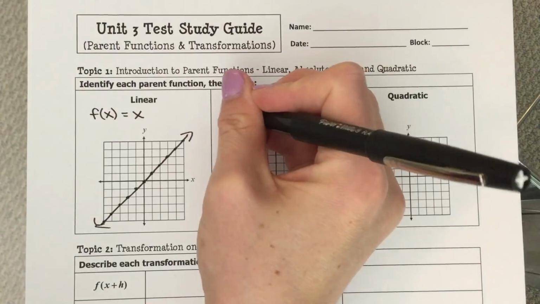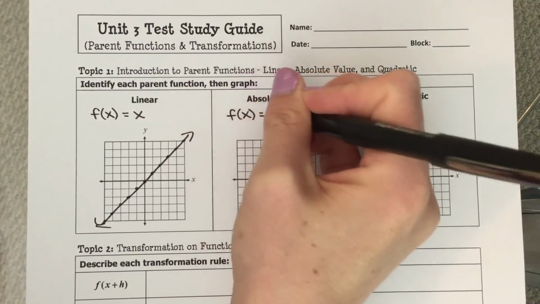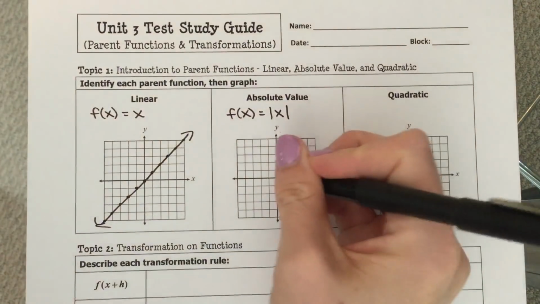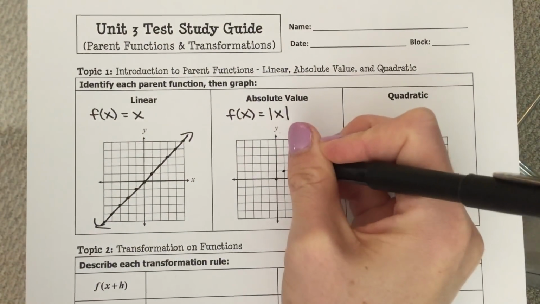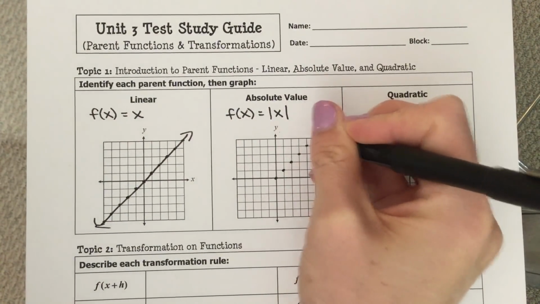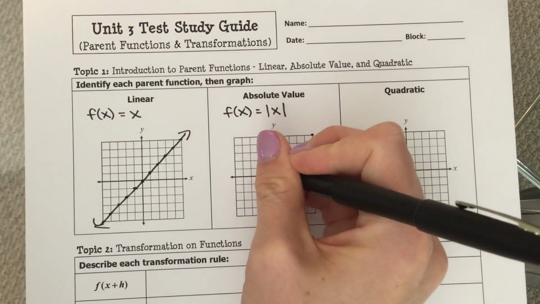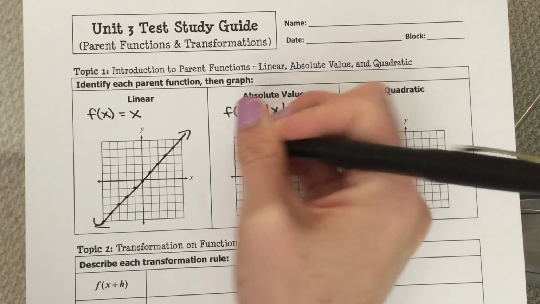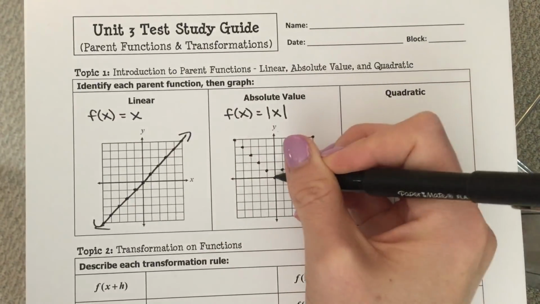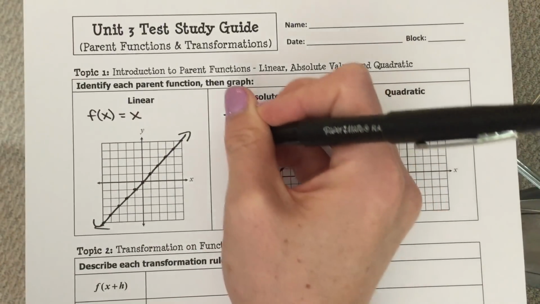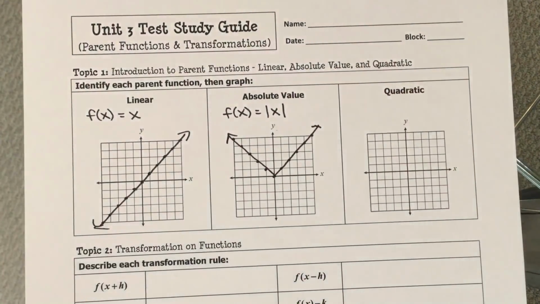Absolute value, the parent function without any transformations, is just the absolute value of x. And this one starts at the origin as well. The right-hand side looks exactly like a linear function, but then the left-hand side, where this one goes down negative, this one reverses and goes back up positive. So that's what the absolute value graph looks like. Anything that was negative in this graph reverses and becomes positive in this graph.